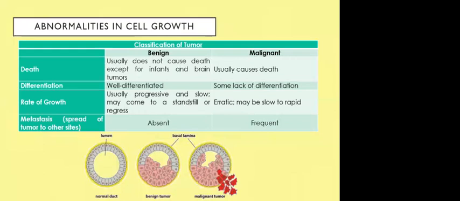For metastasis, or the spread of the tumor to other sites, in benign there is absence of metastasis. While for the malignant, it can usually spread from one tissue to another, one organ to another. So it is frequent.